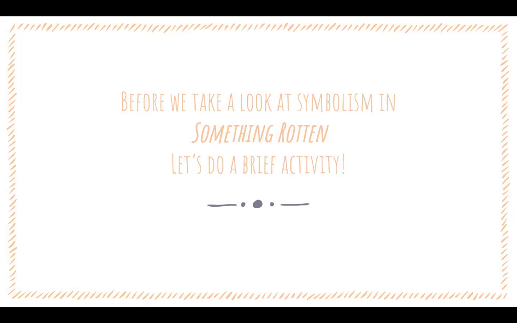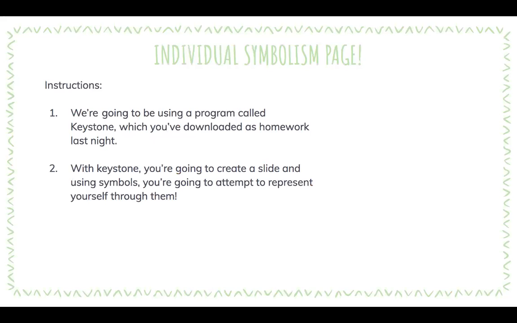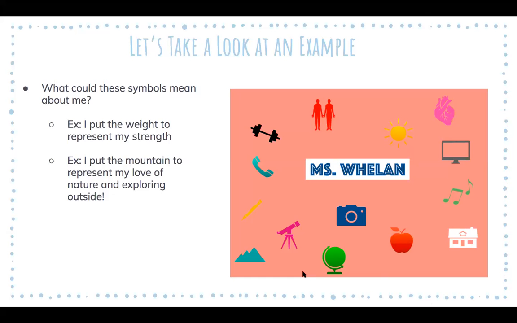And before we take a look at symbolism in Something Rotten, like we're going to be doing, we're going to do a brief activity with symbolism. So you guys downloaded Keynote last night, all right? You downloaded Keynote for homework, and we're going to be using that program to create what I'm going to call our symbolism page, or individual symbolism page.